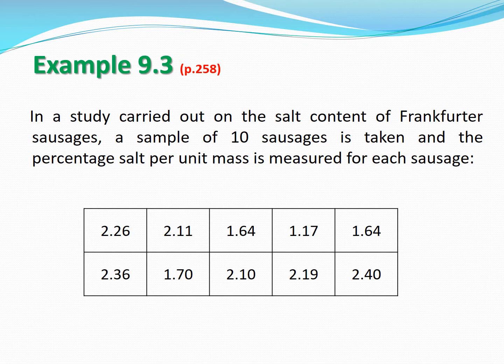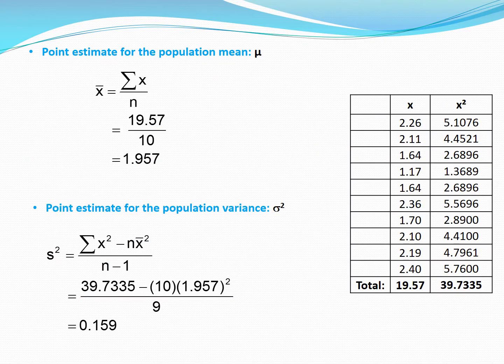For example, they looked at the salt content of Frankfurter sausages. They sampled 10 sausages and measured the percentage salt per unit mass, and these were the results for the 10 sausages. We want to calculate the point estimate for the population mean. We can calculate the sample mean. So you add all the values for the 10 sausages and divide by 10, and that will give us a sample mean of 1.957.